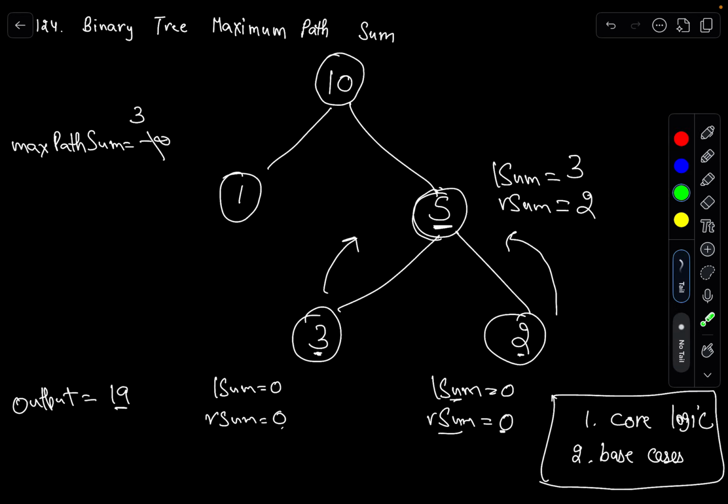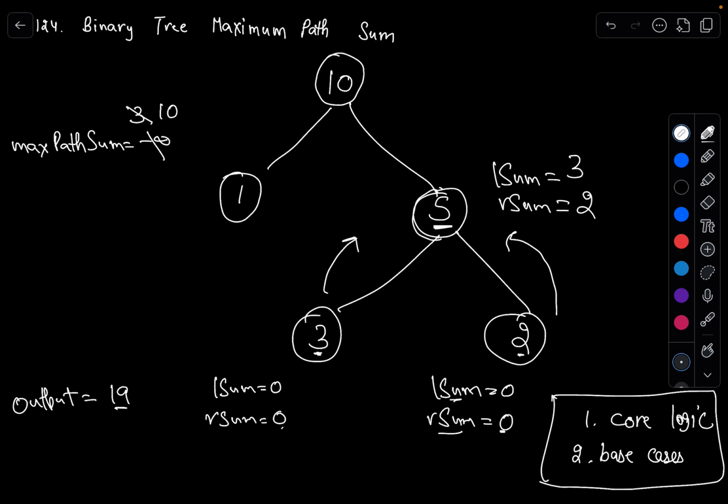Now I need to check what will be the maximum path sum which is passing through the 5. So this 5 can take something from the left sum, right? And it can also take something from the right sum if it's positive. So 5 plus 3 is 8. 5 plus 3 plus 2 is 10. Is this 10, the sum which is passing through this root node, greater than the max path sum we already calculated? Yes, it is. So we'll just update this to 10.